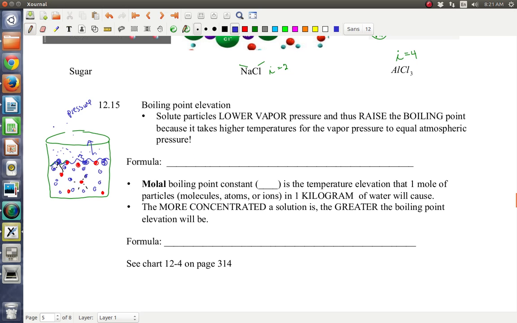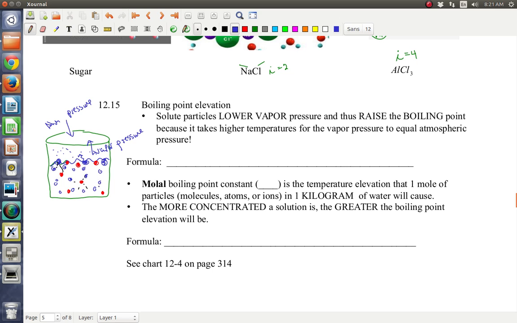Atmospheric pressure is pushing down, and vapor pressure is pushing up. In order for things to boil, the vapor pressure and the atmospheric pressure have to equal each other. That's what boiling is. That's what we said in the last chapter.